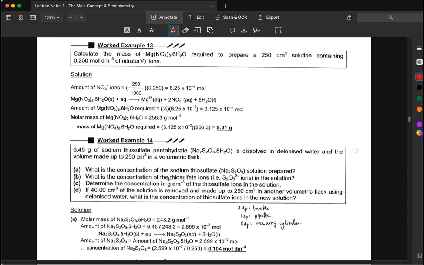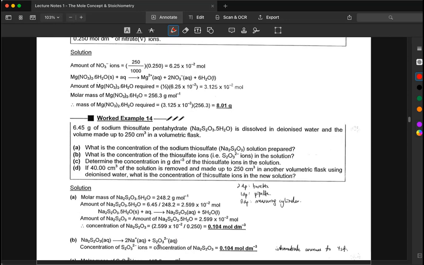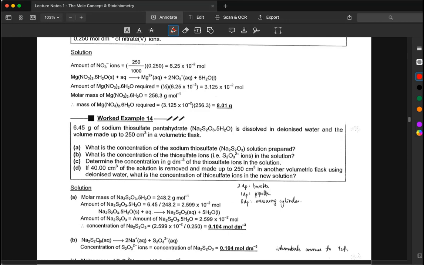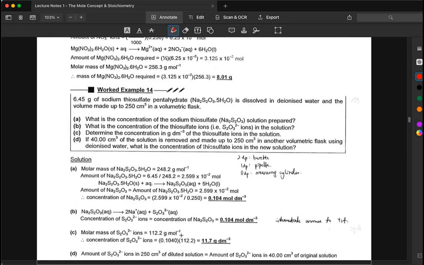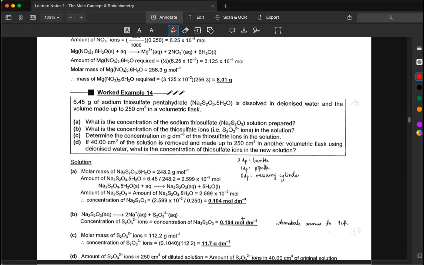To obtain the concentration of thiosulfate in the solution, you need to understand, you could look at the mole ratio, it happens to be the same. The next question, given the molar mass, you just multiply the concentration in mole per dm³ by the molar mass to obtain the gram per dm³ concentration.